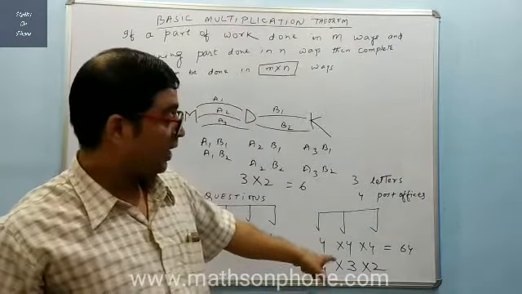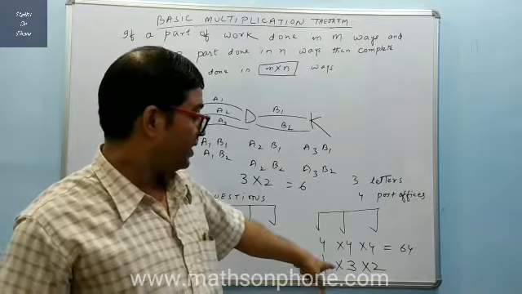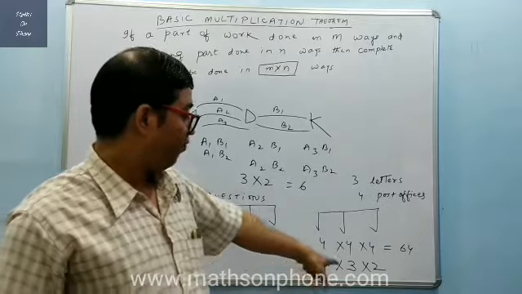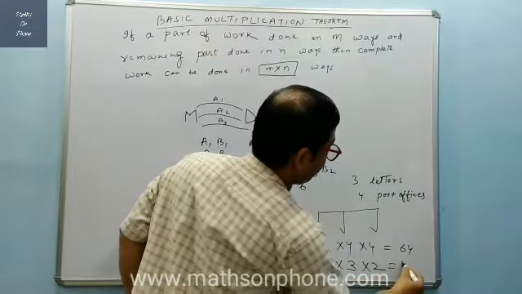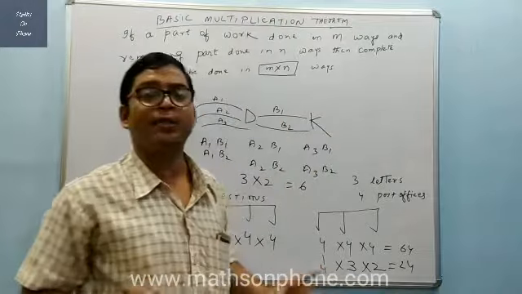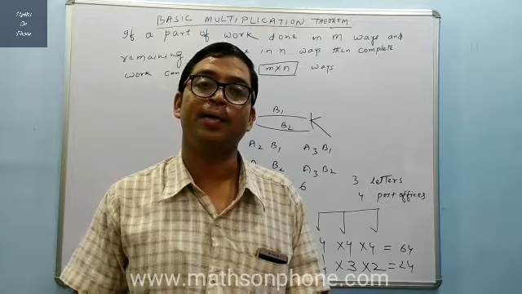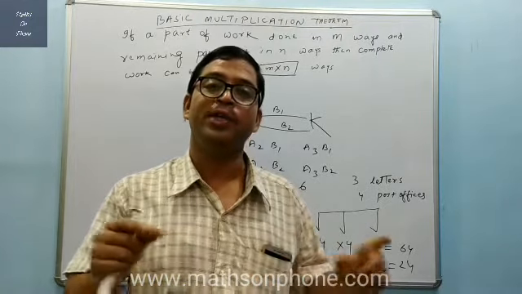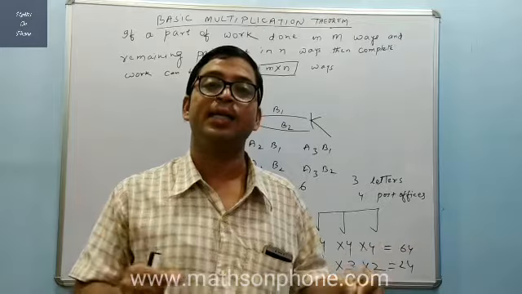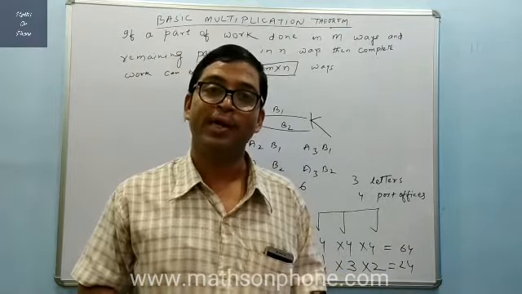So in this conditional counting, we see that letters can be posted in 4 into 3, that is 12 into 2, 24 ways. So be very careful what work you have to do. Divide it into subparts. The main thing is identification of work, then division into subparts, and then see each subpart can be done in how many ways. Hope you are understanding this theorem.